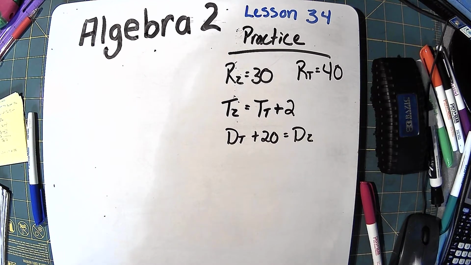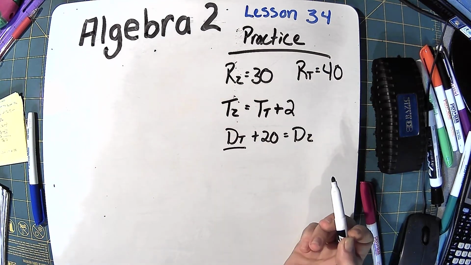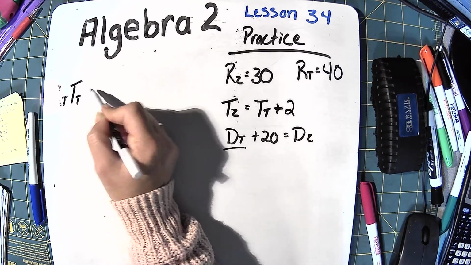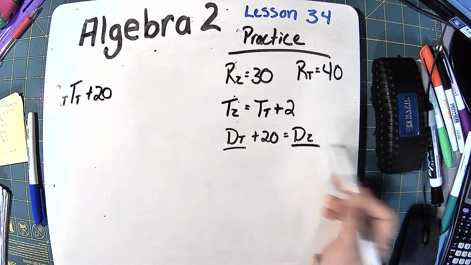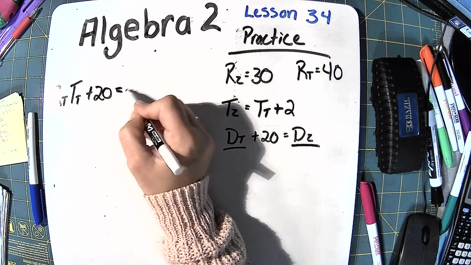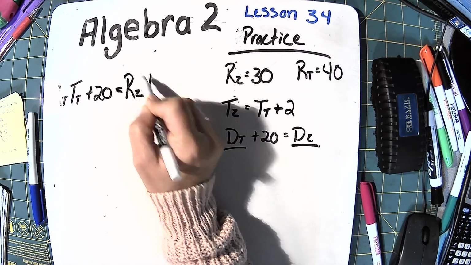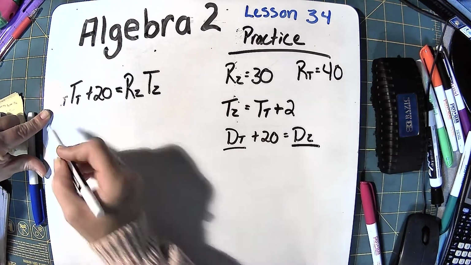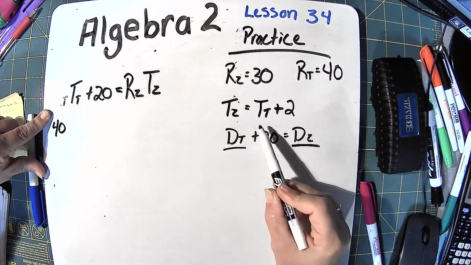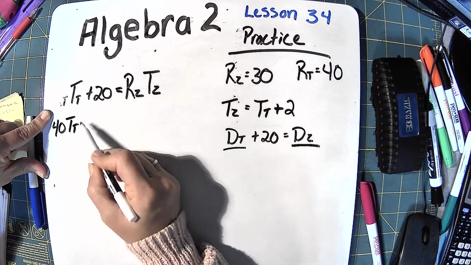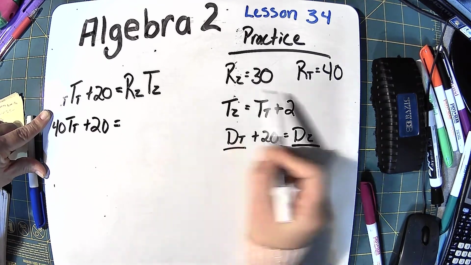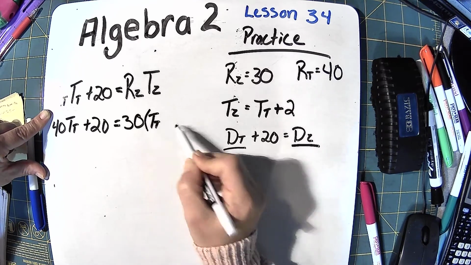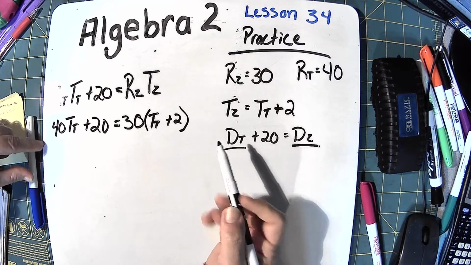So we're going to replace the distance of Tricia with the rate of t times the time of t, plus 20. Now we've got to replace this one. Distance equals rate times time, so it's the rate of z times the time of z. Okay, so now we're going to take our rate of t, which is 40, our time of t, don't know that yet, plus 20 equals the rate of z, which is 30, times the time of z, which is time of t plus 2.